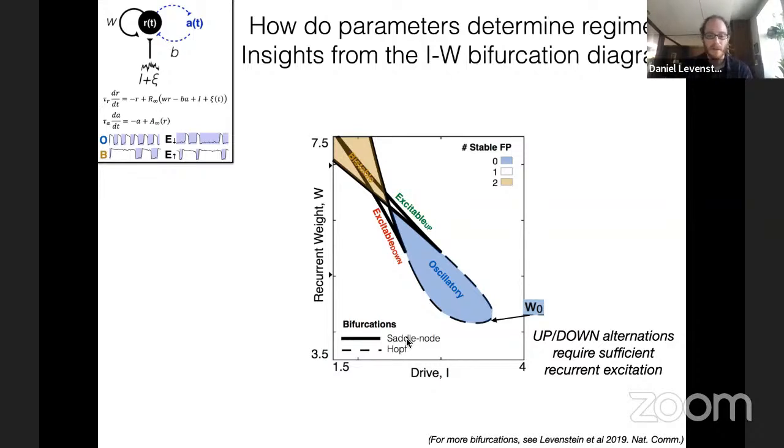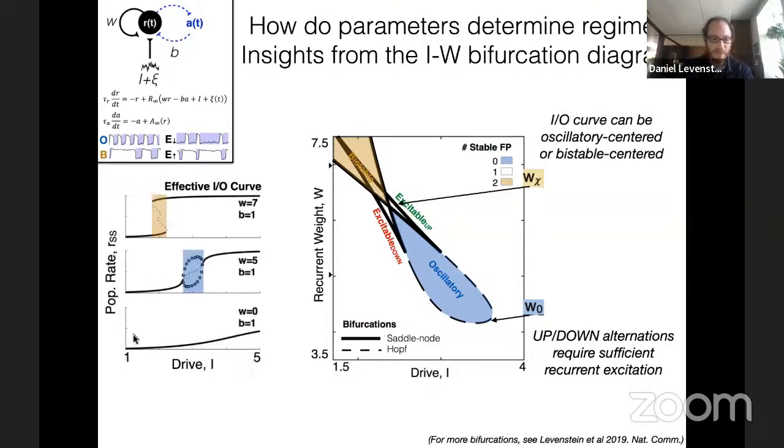And then the other thing is that if we look at the fixed points as a function of drive for different levels of recurrence, basically this is the effective input-output curve of the population, right? So how does the steady state rate depend on the level of drive? And this can basically take 2 different configurations. It can either be oscillatory centered or bistable centered. And we have a transition here where the cusps cross, which again, we can solve analytically. And it comes at some intermediate level of recurrence where you transition between having oscillations to having bistability.